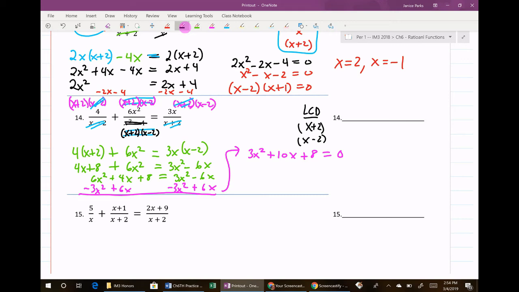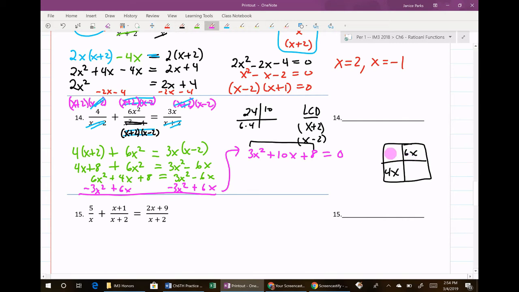We're going to have to factor this. So the factors of 24, they give you 10, which are 6 times 4. So using the box method, which you have to use, 6x, 4x, 3x squared, and 8. So that gives you 3x. That's the greatest common factor between those. And then x times 4 gives you that. So that's 3x plus 4 and x plus 2.